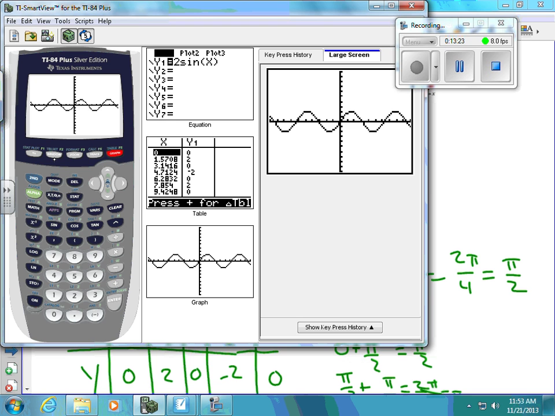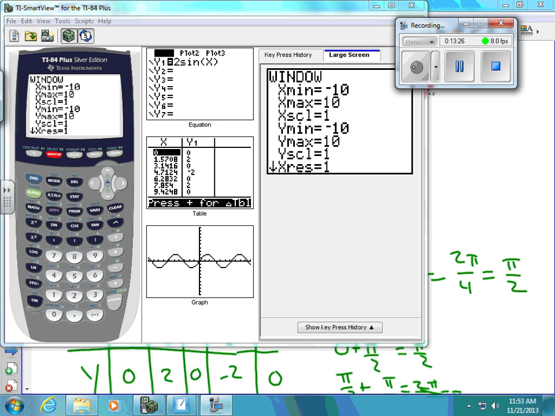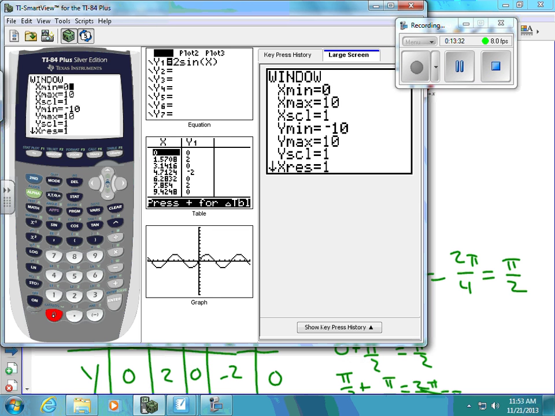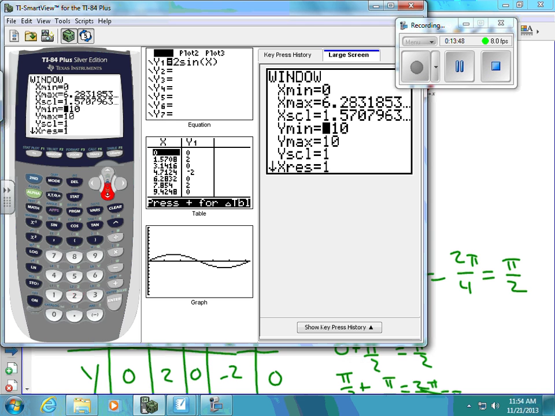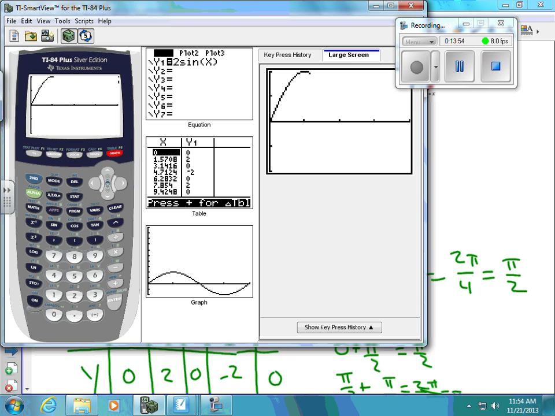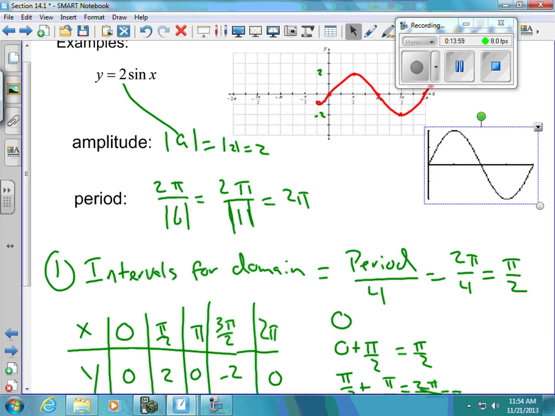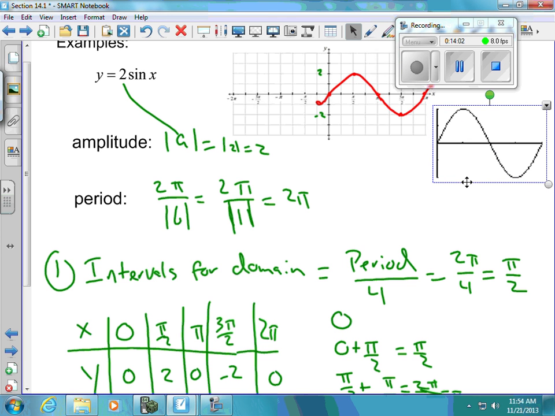We also need to go to our regular window, and we can do the same thing: 0, and our max is 2 pi, and our x scale, that's going to be our intervals, pi over 2. So we go second table set, make our intervals pi over 2, and in window, make our x scale pi over 2. We can make y go from negative 2 to positive 2 as well. And now let's see what our graph looks like. Now our graph looks very similar to what we have here on the right side.